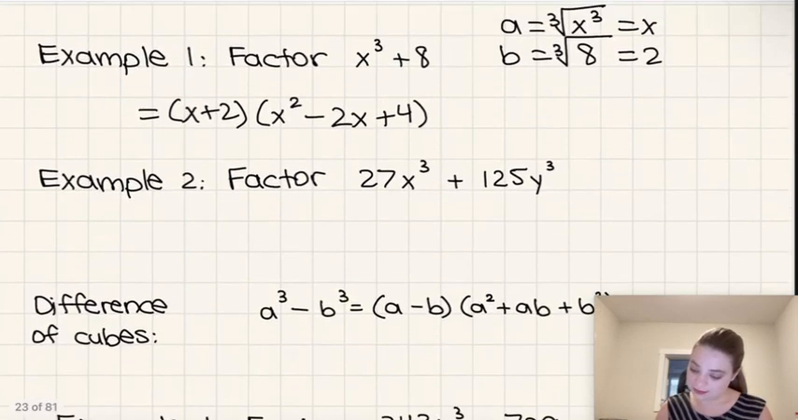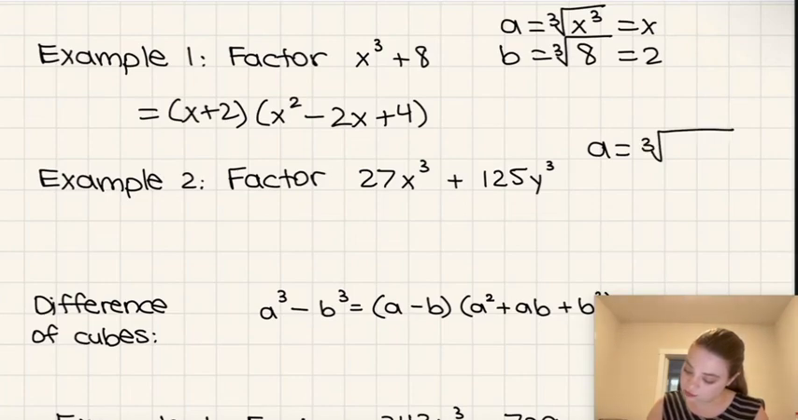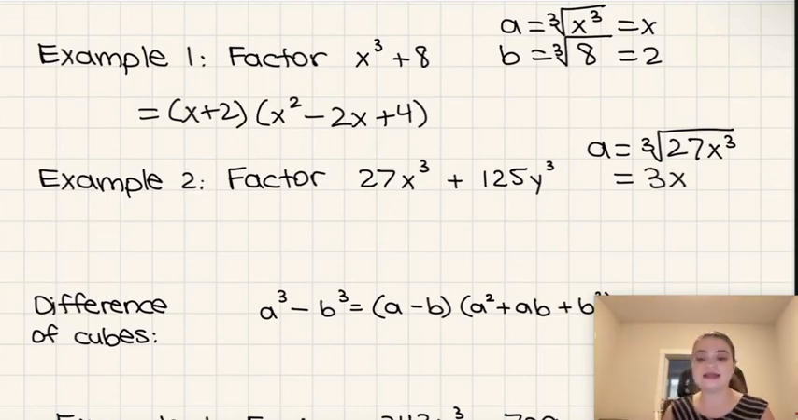Okay, let's do the same thing for this second one. We have 27x cubed plus 125y cubed. So again, first thing we need to do is find a and b. So a is going to be the cube root of 27x cubed. And that is going to be, well, let's see, cube root of 27 is 3. And cube root of x cubed is x. So it's going to be 3x.